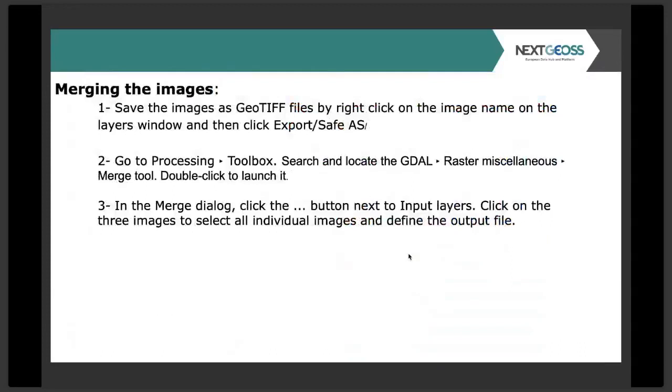First of all, I will save all the images because, as I mentioned, they are NERSC files. I will save them as new files and then export them. After that, on the top of the software, I will go to the processing toolbox. I will search and locate the GDAL raster tools, and then go to the merge tool. I will double click on that, and then I get a window where I can define all the specific parameters: the type of data, where the file should be saved, and what kind of format. Here we have done that in TIFF. And now you can see we get only one file.